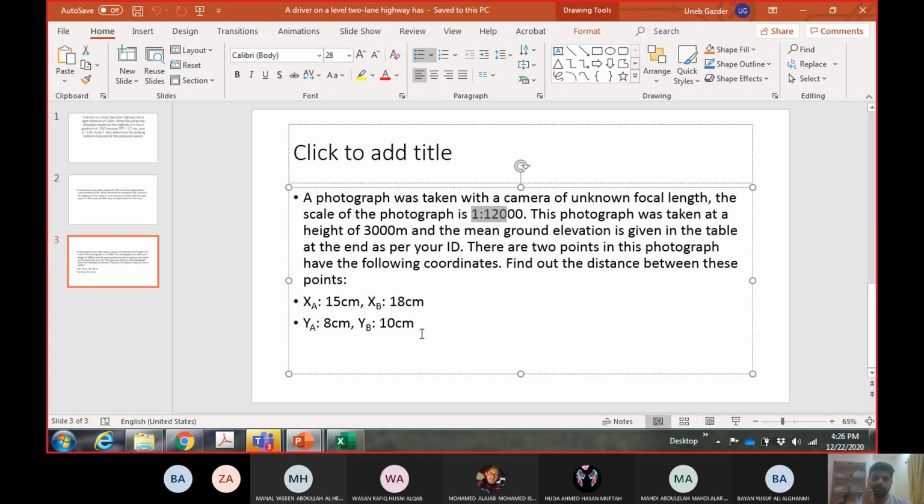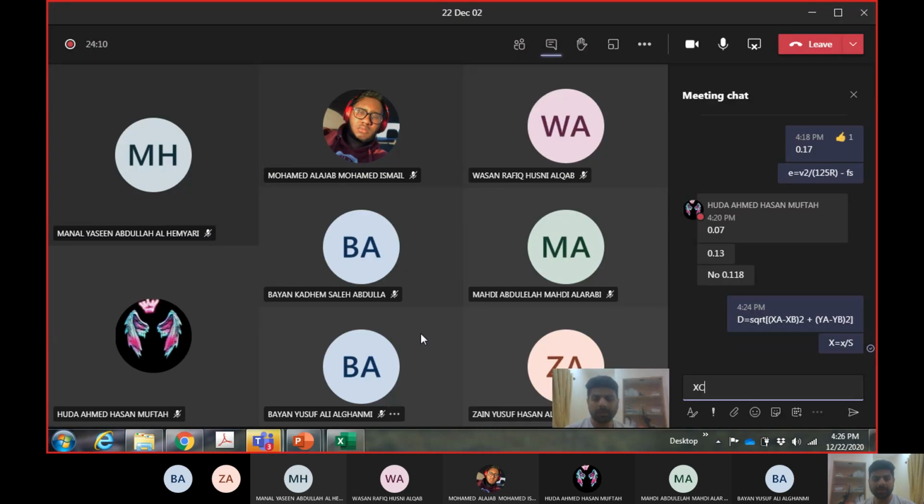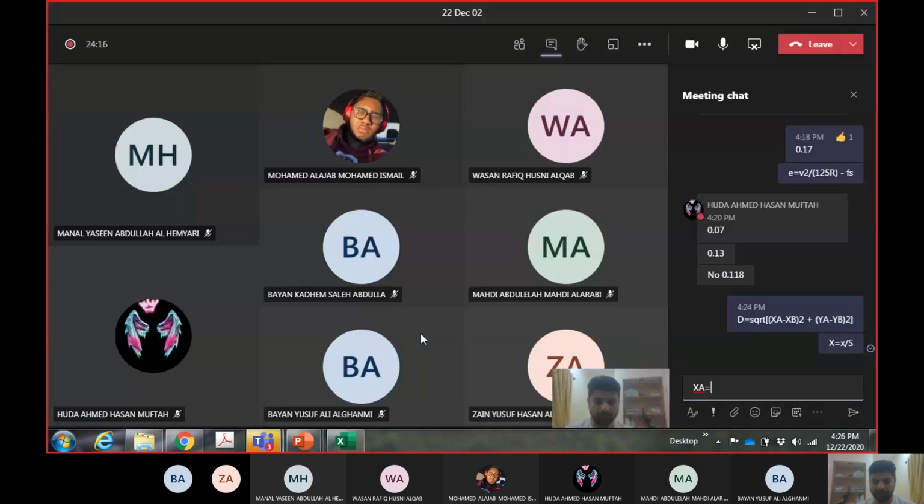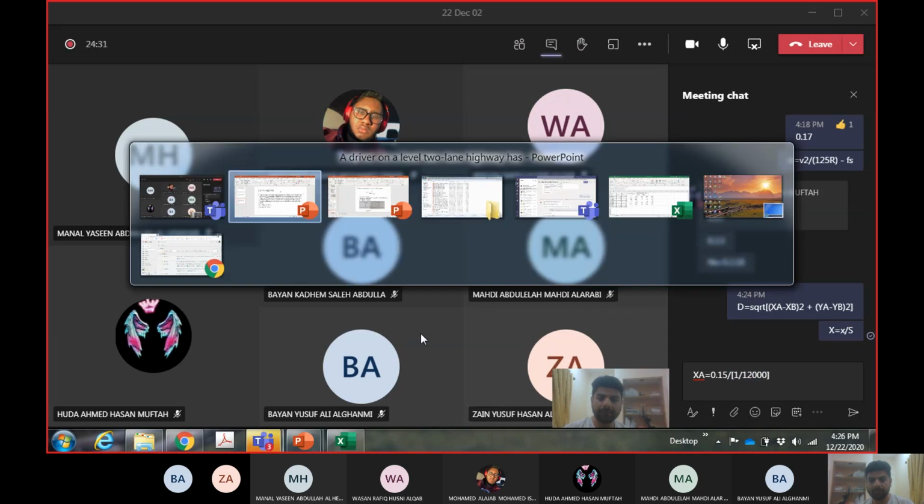So XA will be equal to 15 centimeter, which means 0.15 meters. So 0.15, divide by 1 upon 12,000. You are basically multiplying with 12,000, but I will write it just for your sake. So this is for XA.